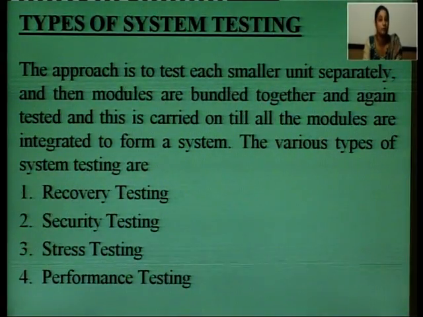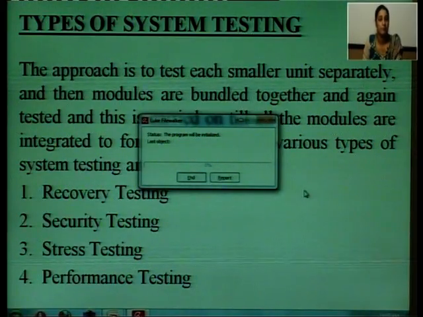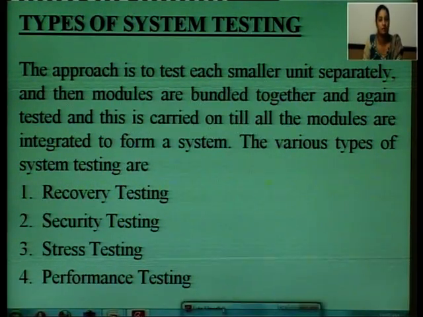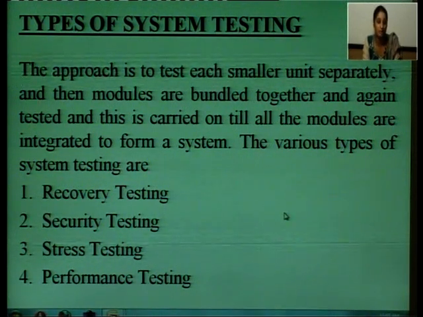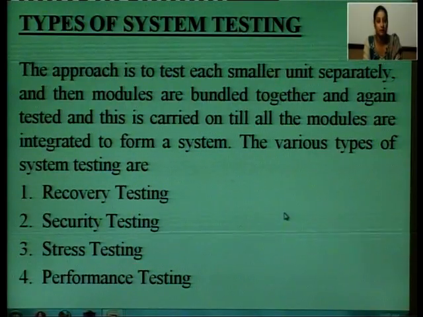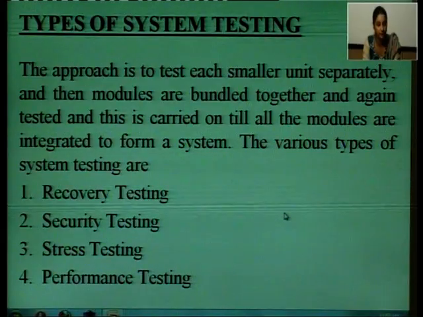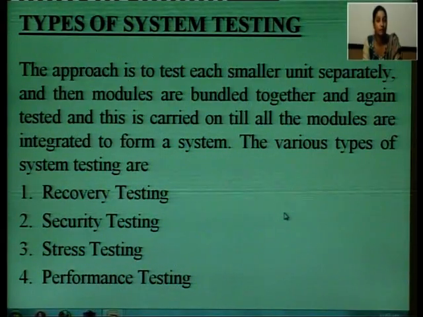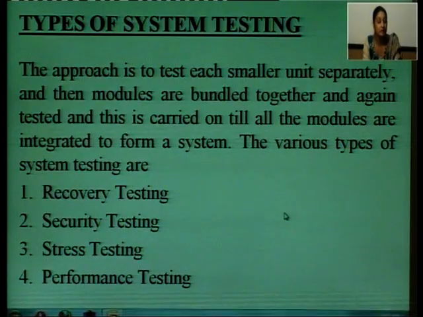Now the various types of system testing. The approach is to test each smaller unit separately, and then modules are bundled together and again tested, and this is carried on till all modules are integrated to form a system. Here we use a system according to the system testing. The various types of system testing are recovery testing, security testing, stress testing, and performance testing.